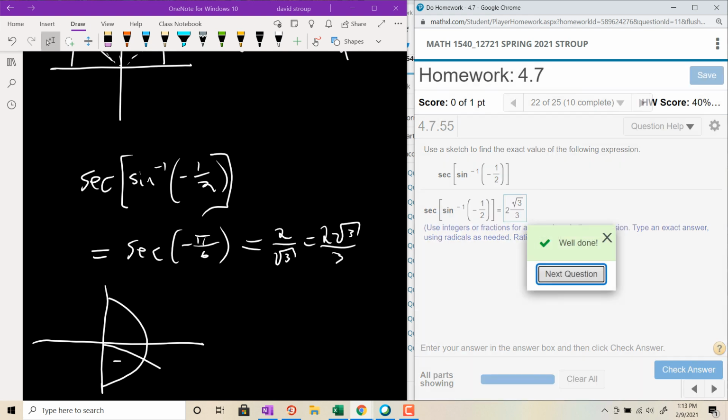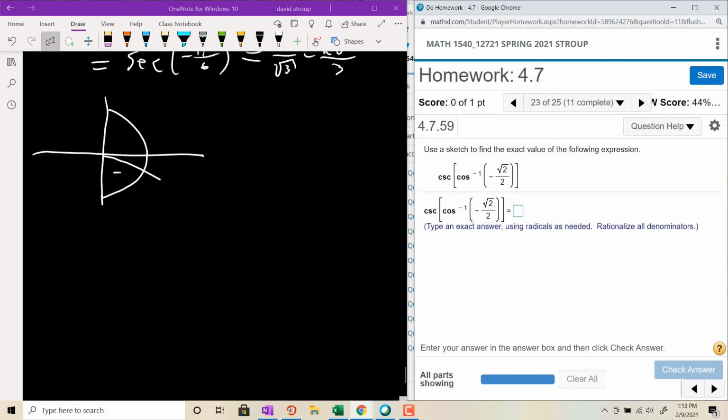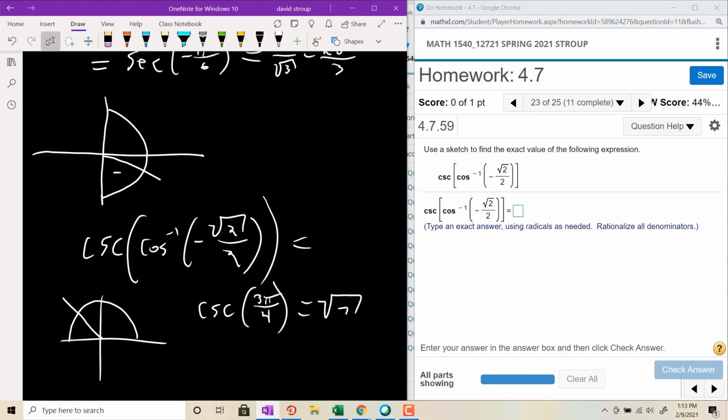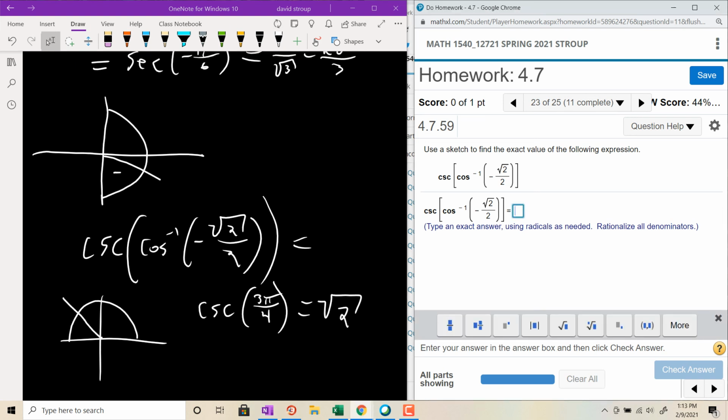Oh crap. Well, you gave it to me. It's very nice of them. Cosecant of cosine inverse of -√2/2. Cosine inverse again is from 0 to pi. We want the negative, so pi over 4 is the reference angle for √2/2. So we want 3 pi over 4. So we got cosecant of 3 pi over 4. Cosecant is just 1 over sine. Sine is positive, so the output has to be positive, and it should just be √2.